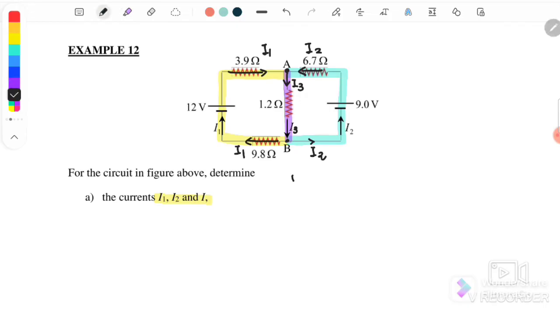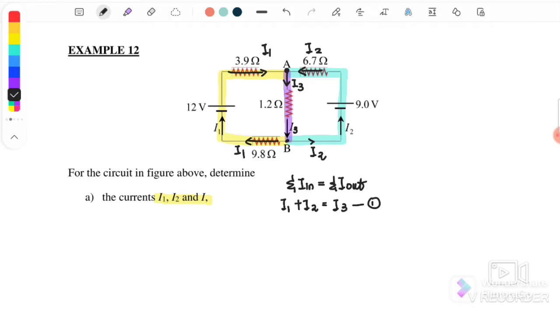So we can use Kirchhoff's first law. Kirchhoff's first law states that the current entering a junction is equal to the current coming out of the junction. You can take junction A or junction B, and you will get the same equation. Let's say I take junction A. The current entering is I1 and I2, and the current out of junction A is I3. So this is my first equation. But I1, I2, I3 are unknown, so we cannot get any information yet.